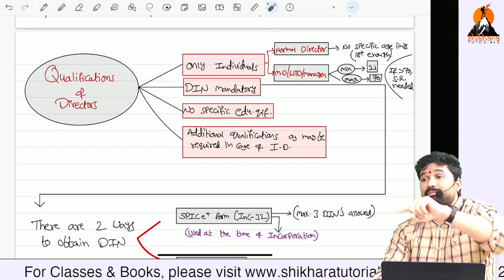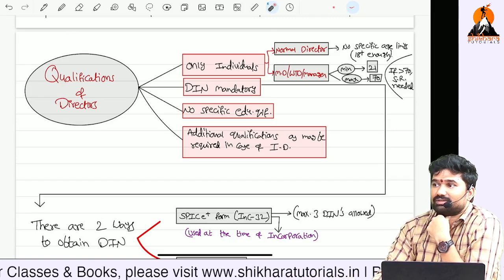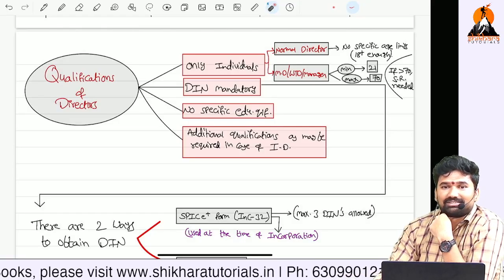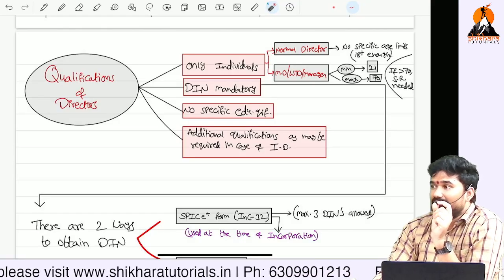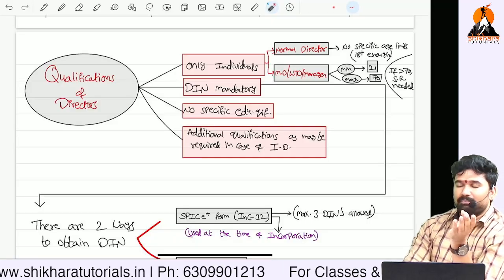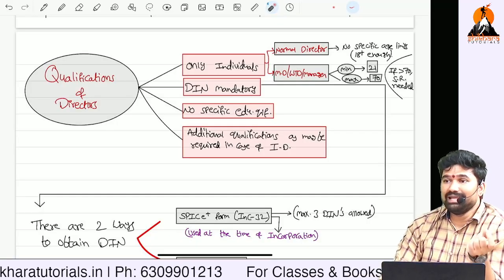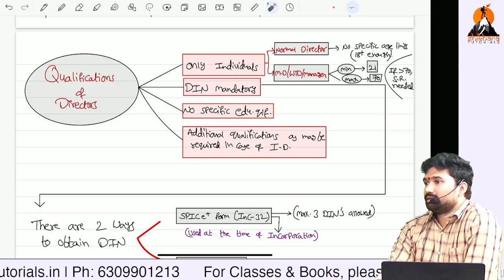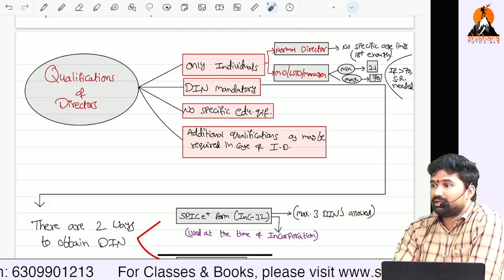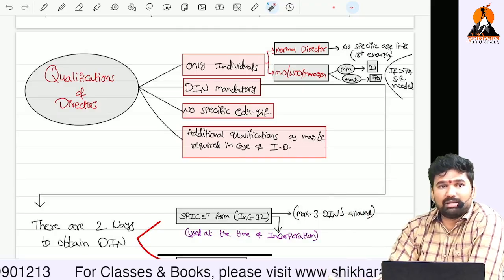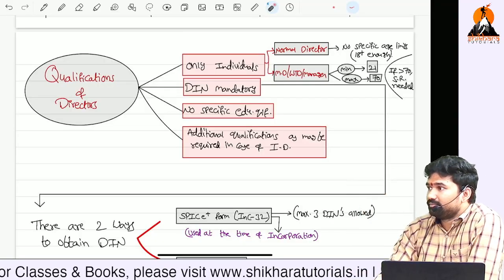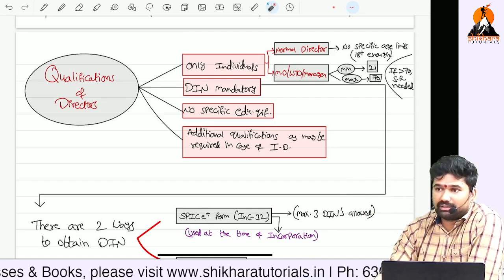Parallelly, can a company have MD and CEO? I have clearly communicated this point to you, I think 2 to 3 sessions back. No company should have MD and CEO parallelly. And no company should have more than one MD. If you wish to have multiple MDs, you can have them in the name of joint MD. Okay, that is the point.